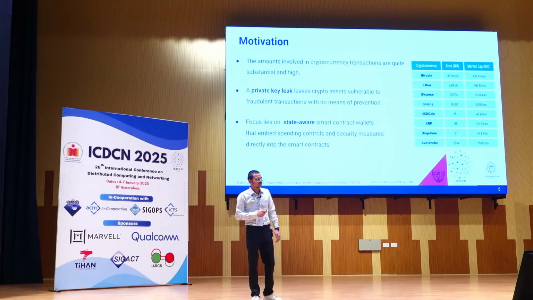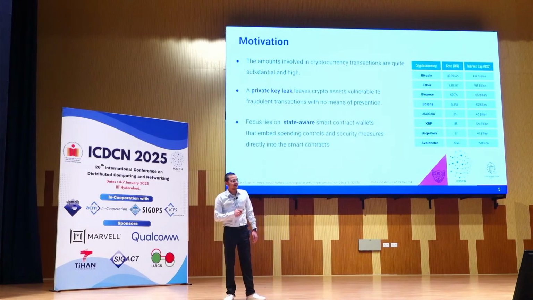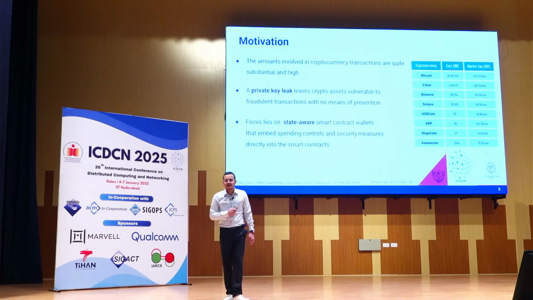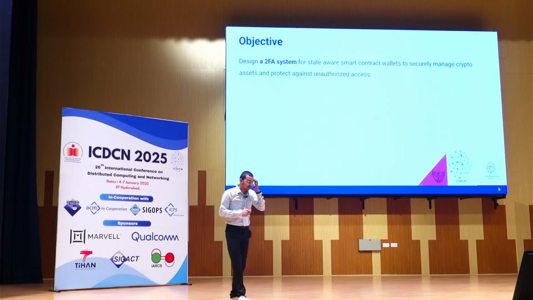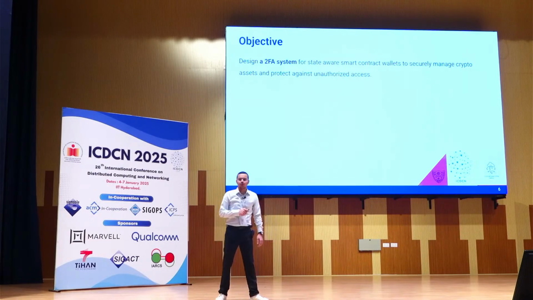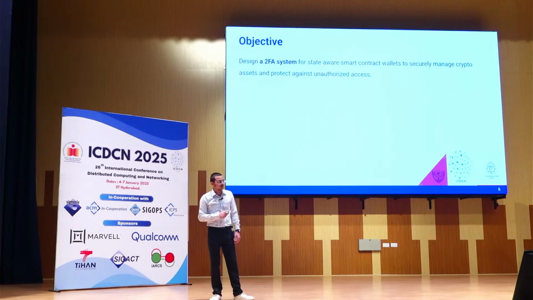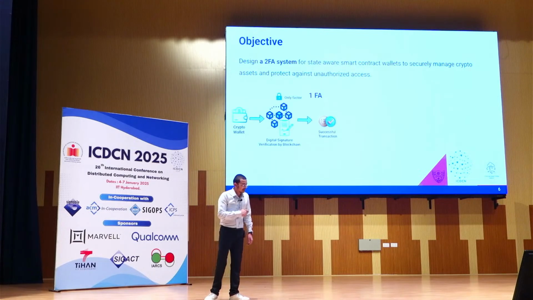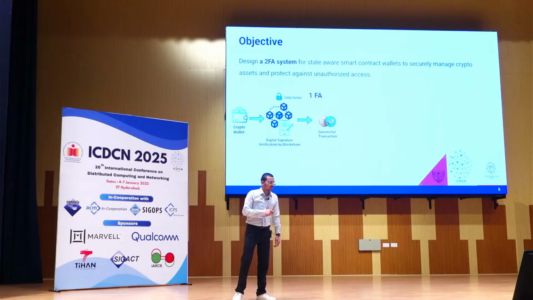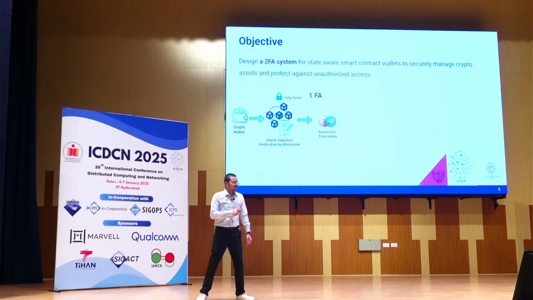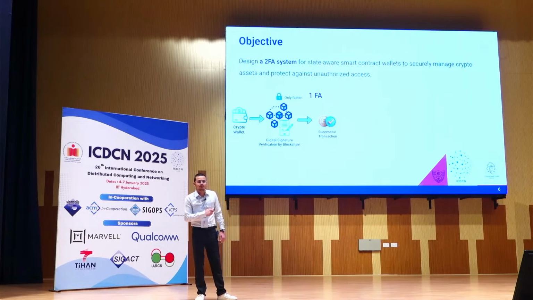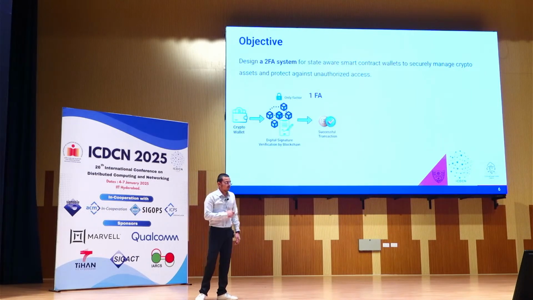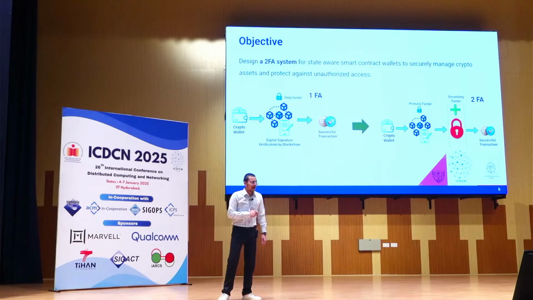In this setup, our focus lies on smart contract wallets, which are state-aware. That means we can embed spending controls and security measures directly into the smart contract. So the objective is to develop a two-factor authentication mechanism for these state-aware smart contract wallets, so that we can securely manage crypto assets and protect against unauthorized access. In the existing framework there is only one factor, the digital signature using the private key, but we want to add a secondary factor.